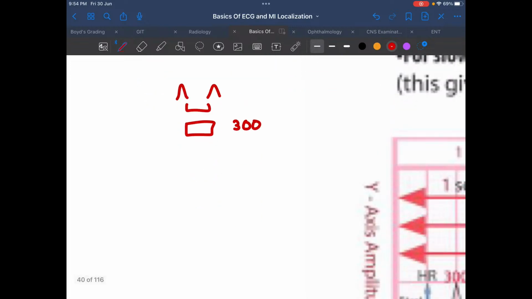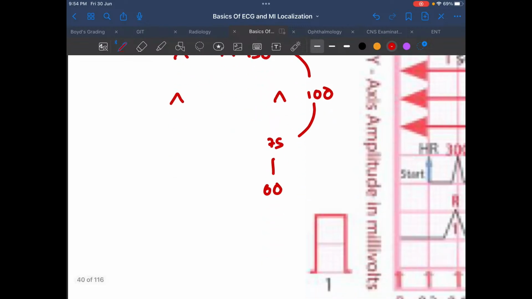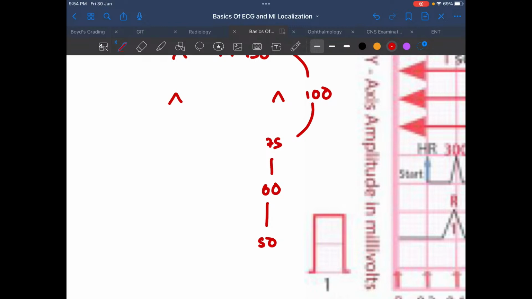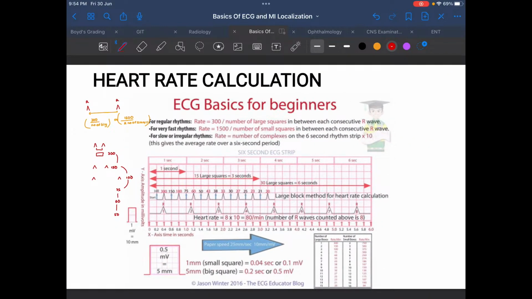Okay? If it's going to be separated by two large boxes, it's 150. If it's going to be separated by three large boxes, it's 100. Can you see? 300, 150, 100, then you can go 75, then 60, and then again you can go 40. So this is how I calculate in a rapid way. Okay? I'm going to show an ECG and then we're going to calculate the heart rate together in this fashion.